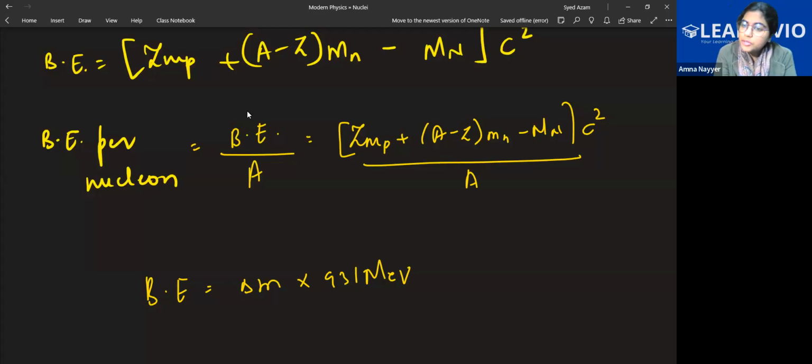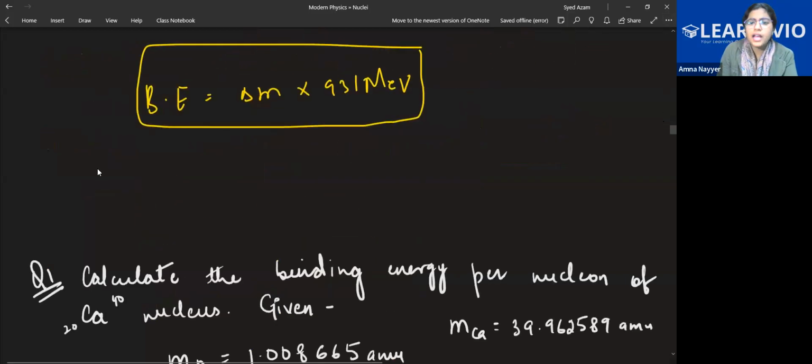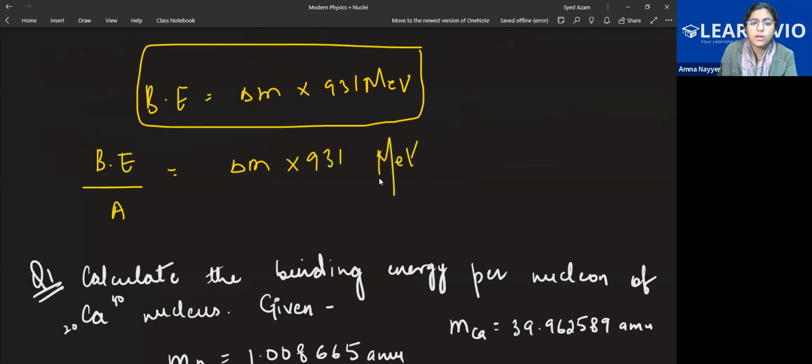Now class, sometimes you have to write your answer in joules, but most of the time you can leave your answer in electron volt. So the best way to solve binding energy questions is to calculate the mass defect and multiply it with 931 MeV. This is already the calculated value for binding energy. And if you are further asked to calculate the binding energy per nucleon, use delta M into 931 MeV divided by the number of nucleons. So this is the best way you can use this.